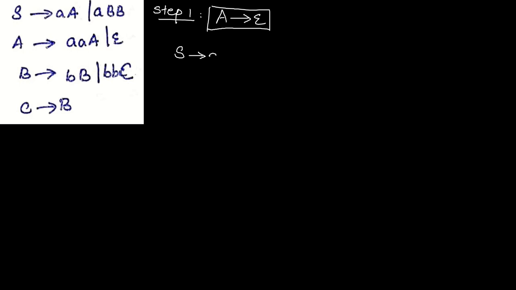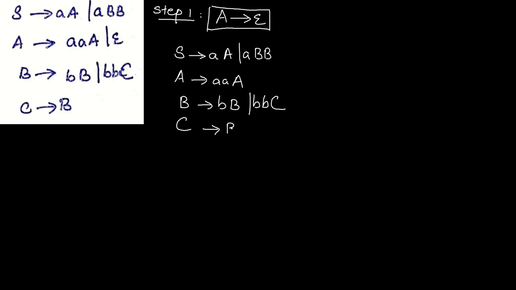So I will write all other productions. S gives ABB, then A gives AAA, and epsilon I won't write, I exclude that. Then B gives BB or BBC, where C is capital. Then C gives B. Now I have excluded epsilon. How do we make the effect of A gives epsilon in these productions? This A is giving the value epsilon, so A is called a nullable variable.